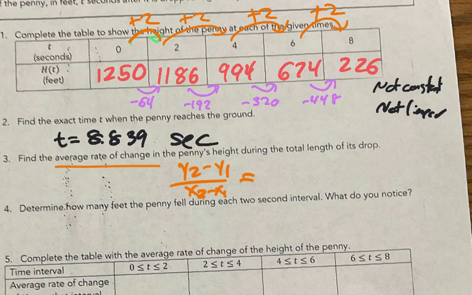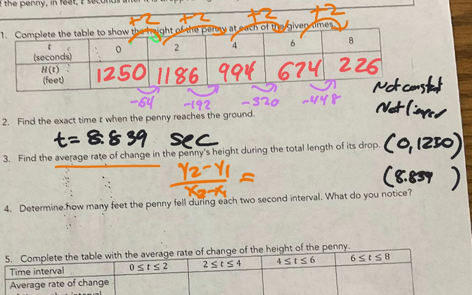You guys know your points that I'm plugging in? What was the point at the beginning of the drop? 0, 1250. Right? X and Y. What's the point at the end of the drop? 8.839, 0. Those are my points. The beginning, time was 0, height was 1250. The end, time was 8.839, height was 0. That's the end of the drop because it's on the ground. Can't keep dropping.